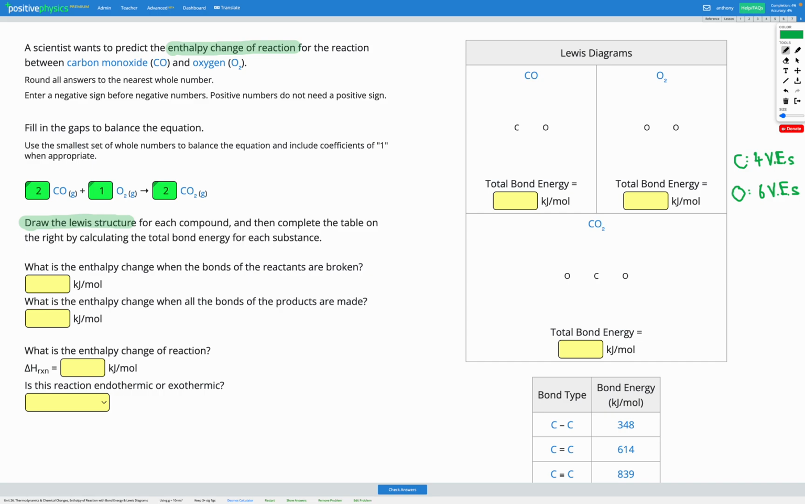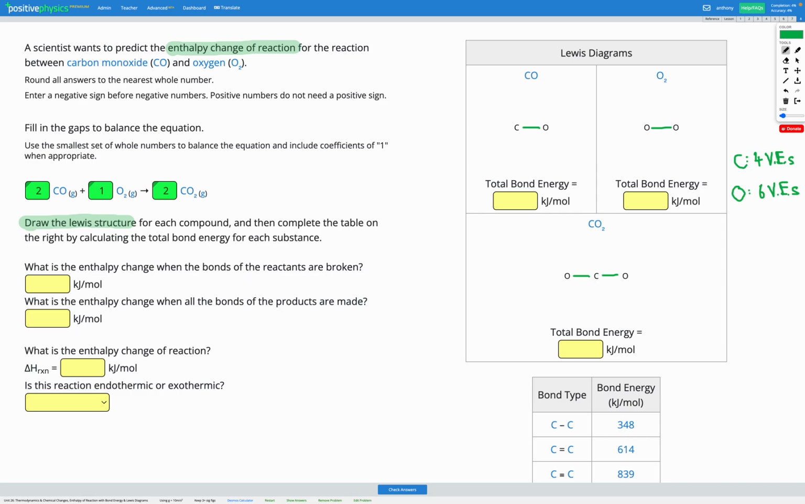Okay, so we're going to start our Lewis diagrams by drawing a single bond between each of our atoms. So we'll have a single bond here, a single bond here, a single bond here, and a single bond here. Our next step is to add our remaining electrons for each atom onto our diagram.